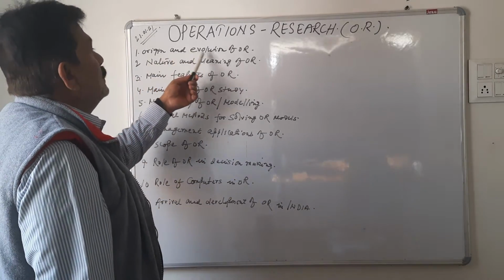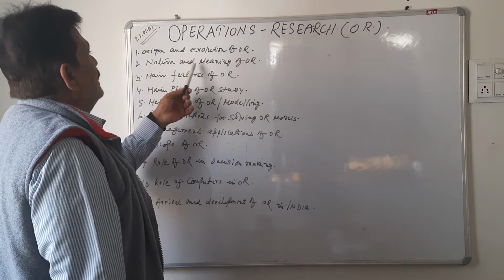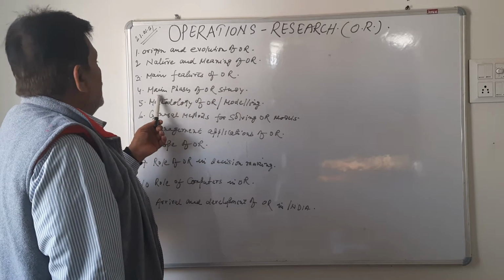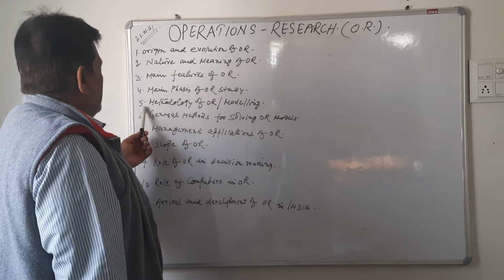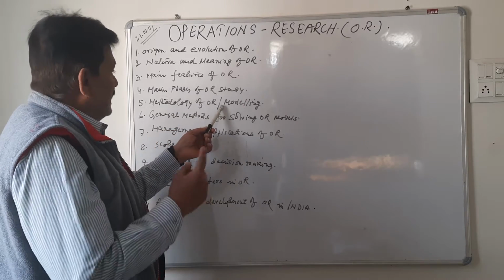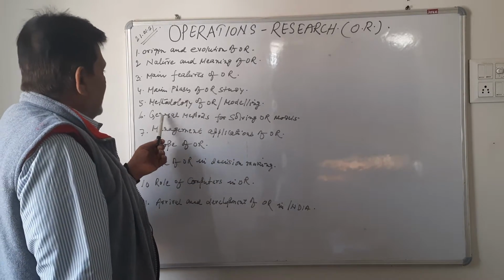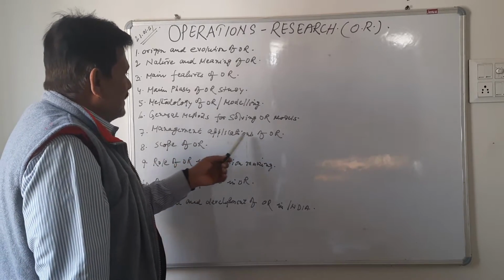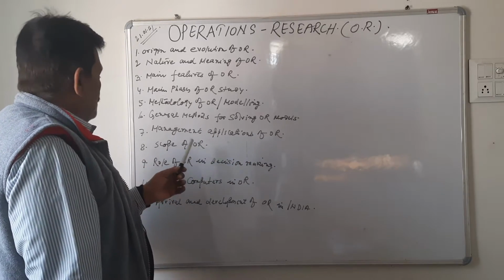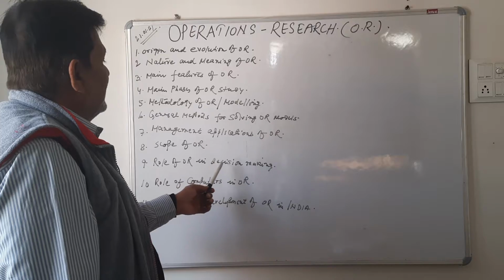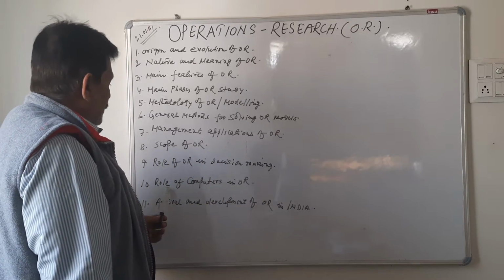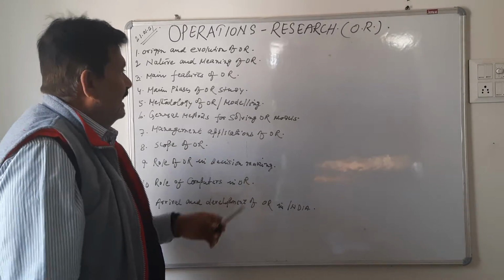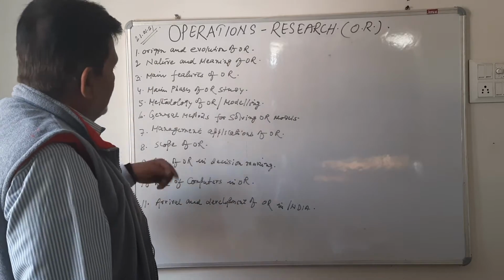Firstly, origin and evolution of OR. Secondly, nature and meaning of OR. Thirdly, main features of OR. Fourthly, main phases of OR study. Number fifth, methodology of OR, that is how we make the models. Number 6, general methods for solving OR models. Number 7, management applications of OR. Number 8, scope of OR. Number 9, role of OR in decision making. Number 10, role of computers in OR. And finally, arrival and development of OR in India. I'll be taking one by one all these points and I'll be explaining.